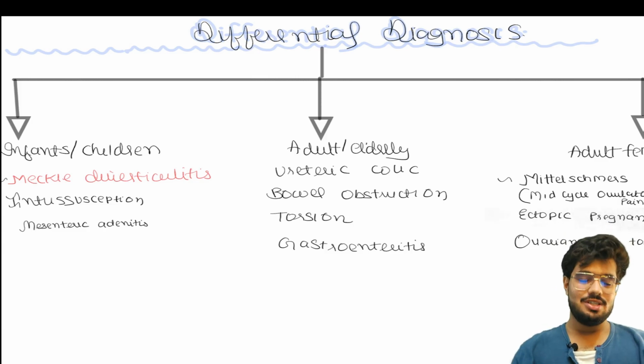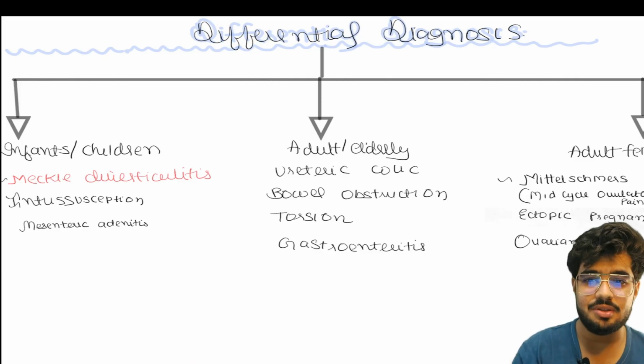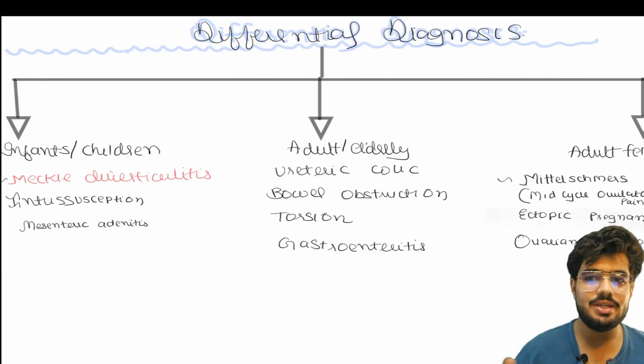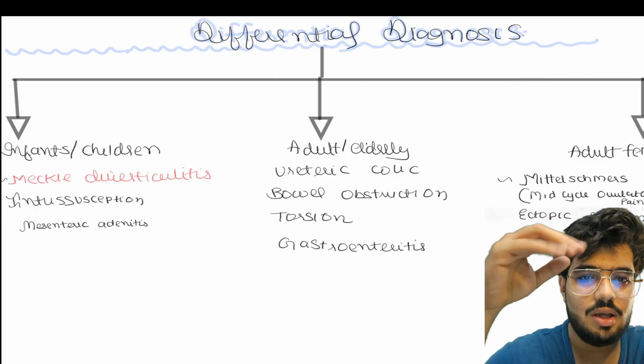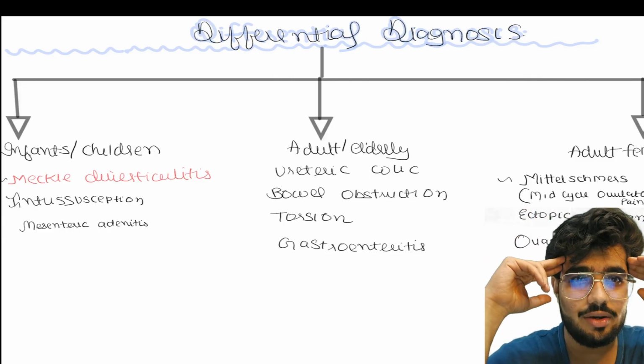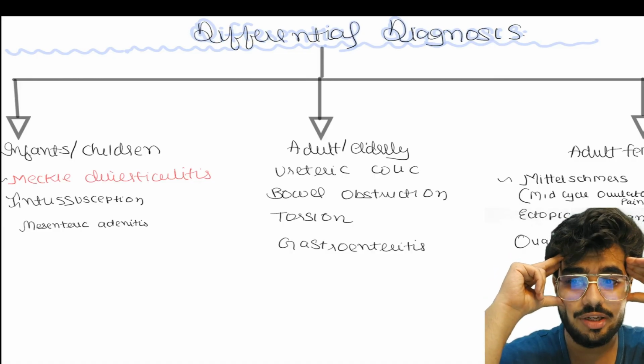नाउ डिफरेंशियल डायग्नोसिस कि कौन कौन सी कंडीशन हो सकती है. इफ एपेंडिसाइटिस नहीं है तो कौन सी दूसरी कंडीशन हो सकती है. सो आई हैव डिवाइडेड इन द बेस ऑफ लाइक इन चिल्ड्रन, अडल्ट और अडल्ट फीमेल. हम थ्री डिफरेंशियल डायग्नोसिस एज ग्रुप एंड जेंडर के अकॉर्डिंग हो सकते हैं.